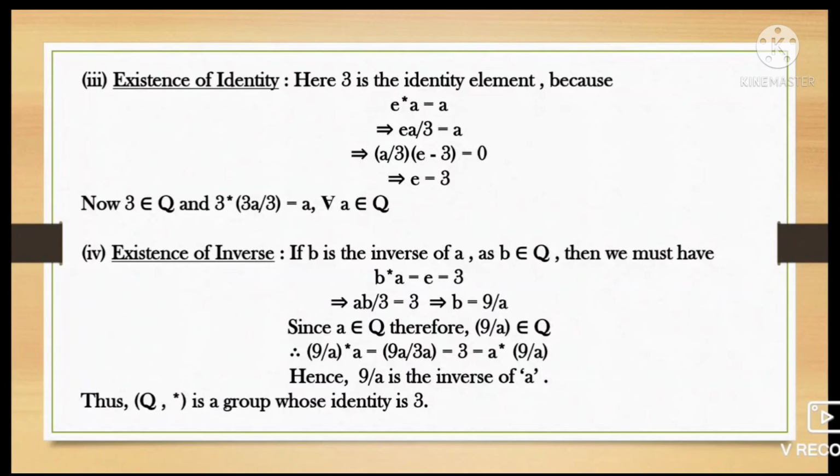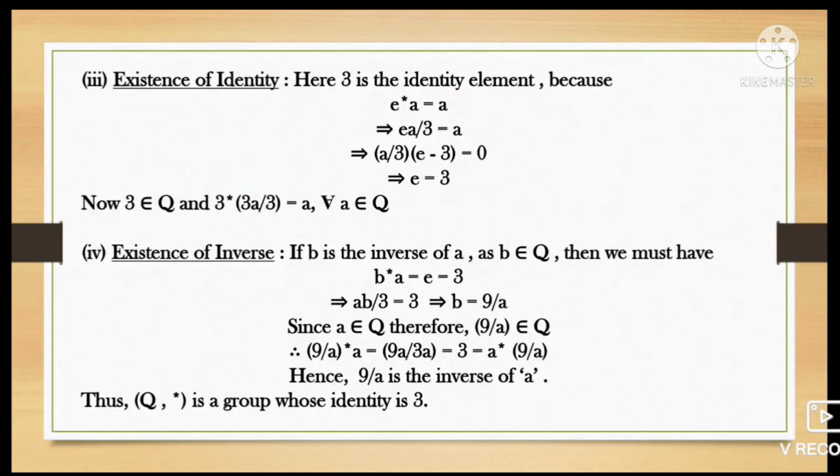Now the fourth is existence of inverse. So we will check the existence of inverse. We are supposing that B is the inverse of A. As B belongs to Q, Q being the set of all positive rational numbers, we must have B star A equal to E equal to 3, because in the previous step we found E equals 3. So through the question we can write it as AB by 3 equals 3. So this implies B equals 9 by A. So the value of B is 9 by A.